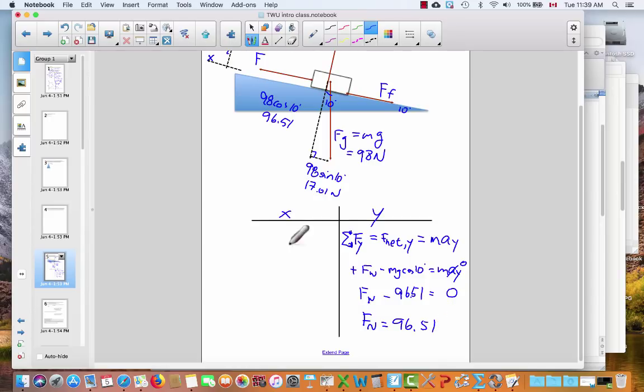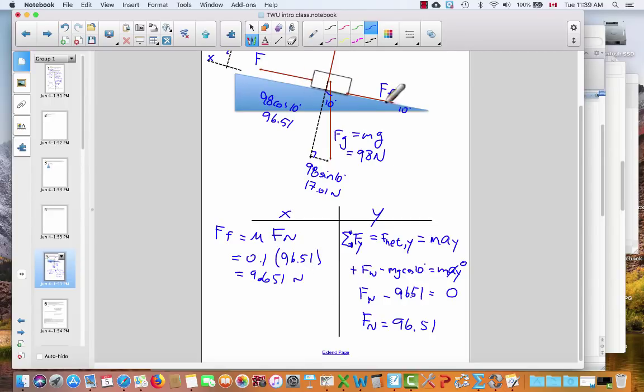Now that's important because in the x direction we know that friction depends on the normal force. Friction depends on the surfaces in contact, and that's the mu constant, which is given as 0.1, and it depends on how much force is pushing the two surfaces together. That's reflected in the normal force. So we have about 9.65 newtons of friction here.